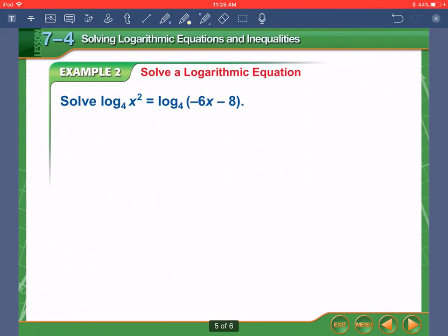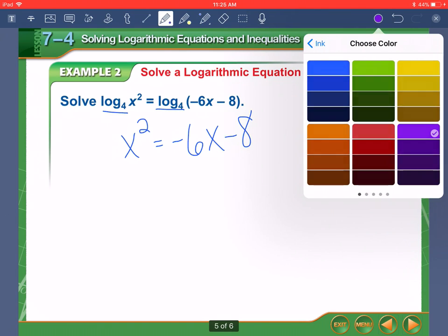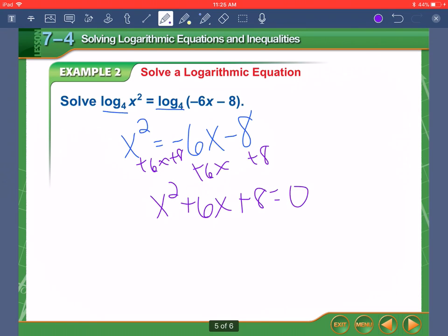So I have log base 4 of x squared equals log base 4 of negative 6x minus 8. So since I have log base 4 on each side, I can drop it. So I get that x squared equals negative 6x minus 8. And now I can solve this. This is a quadratic, so I'm going to get everything over to the same side and see if I can factor it. So I'm going to add 6x, add 8. So I have x squared plus 6x plus 8 equals 0.